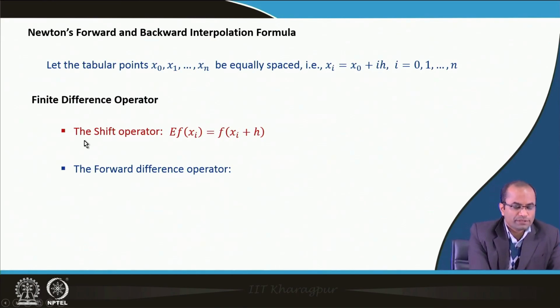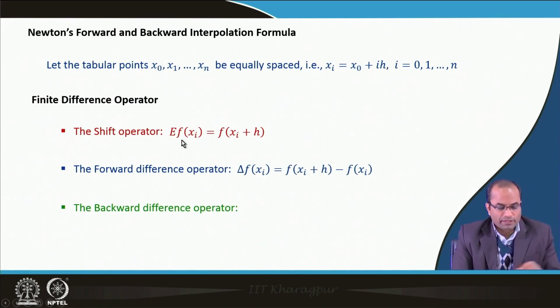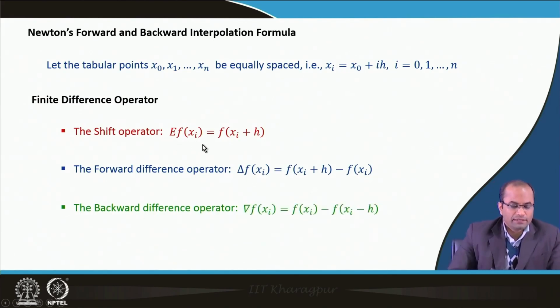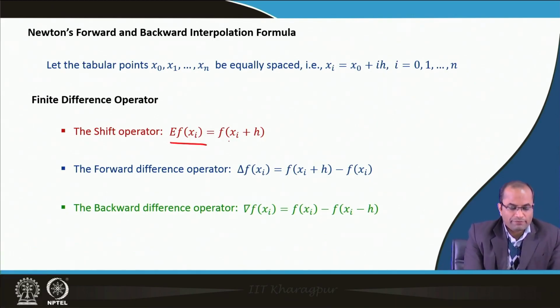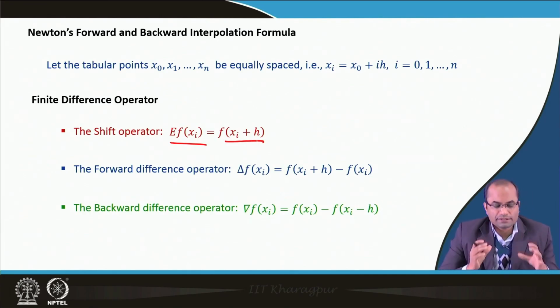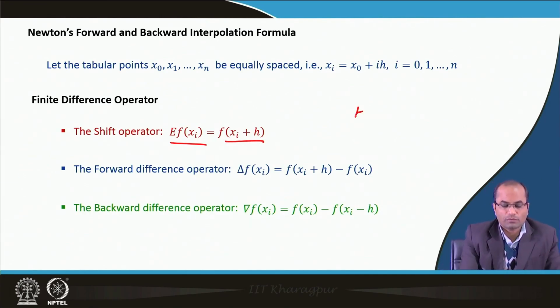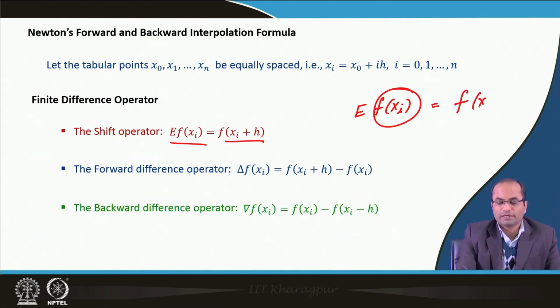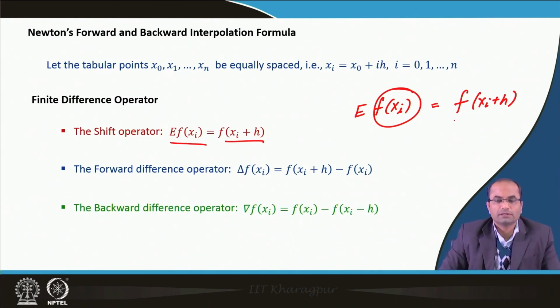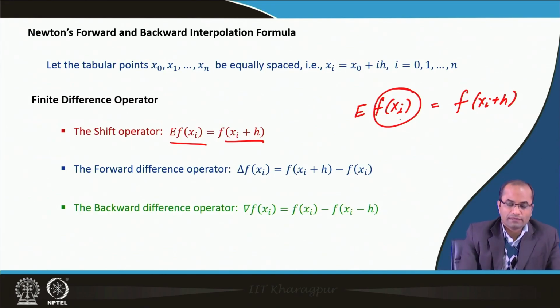So, the first shift operator we are talking about is this E here. E of f x i will be f x i plus h. So, when we operate this E on a data point f x i, it is nothing but the value of this function at x i plus h, that is, at the next data point. So, it will shift the function value.